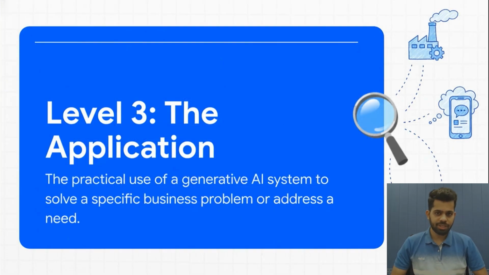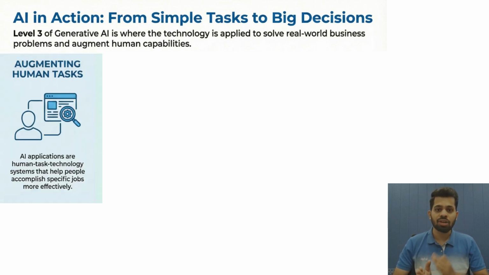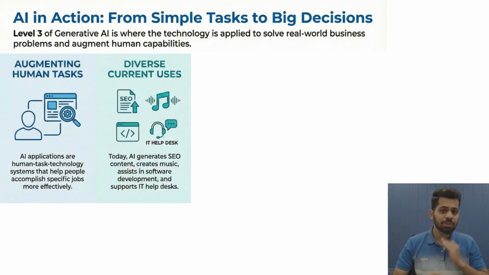Finally, we have level 3, the application. This level is all about practical use cases and implementation of generative AI systems within the organization. These applications deliver value by solving specific business problems and addressing stakeholder needs. Think of them as human-task-technology systems that augment human capacities to accomplish specific tasks. The applications are incredibly diverse.